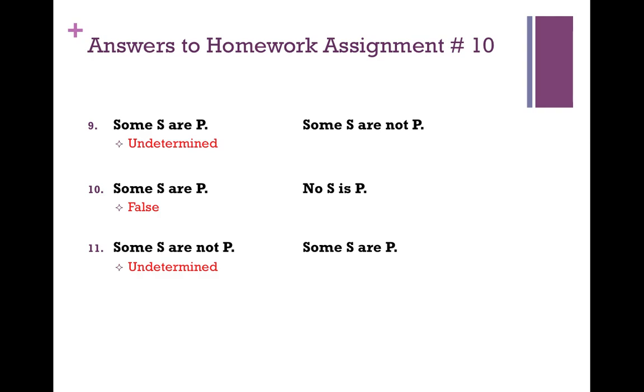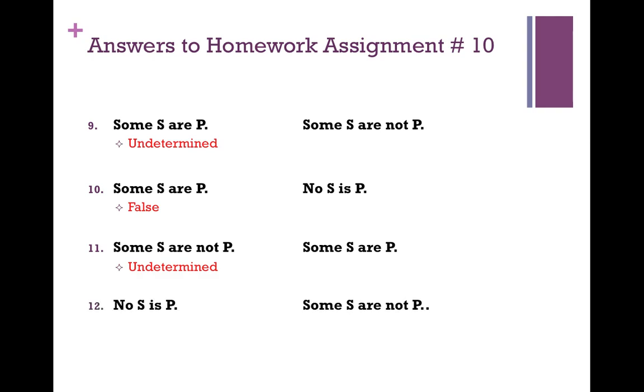When we're dealing with sub-contrary propositions, as I said a moment ago, if we know that one of the propositions is true, that doesn't give us enough information to determine the truth value of the other sub-contrary proposition. However, if one of them is false, it does give us enough information to determine the truth value of the other sub-contrary proposition.